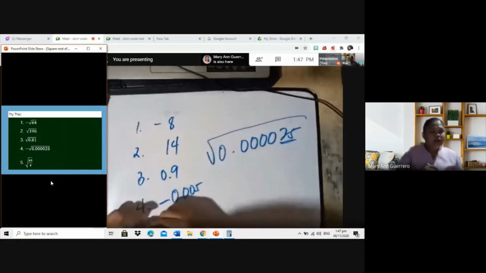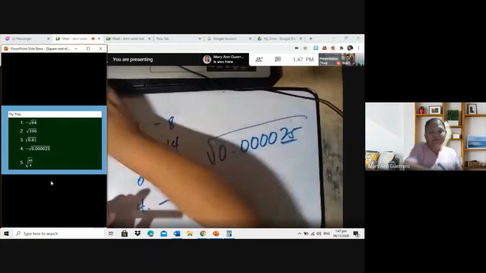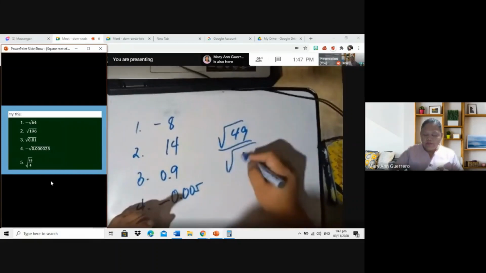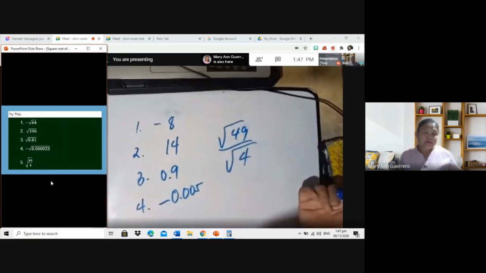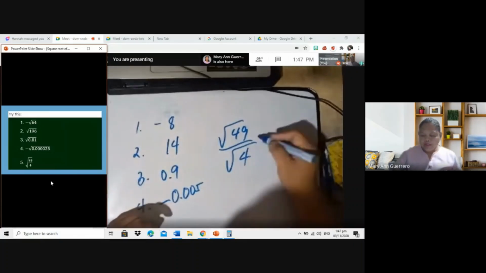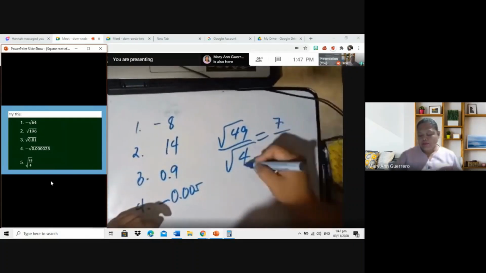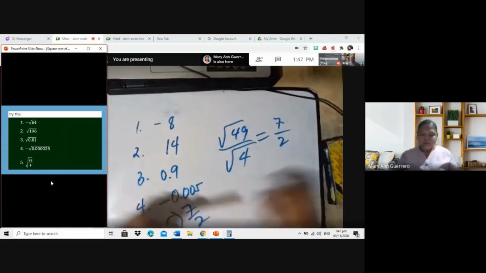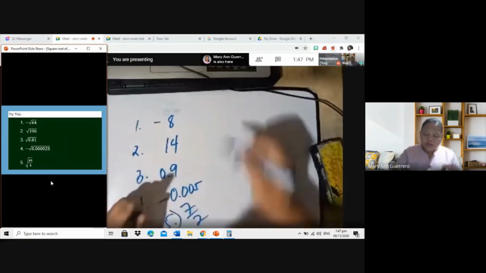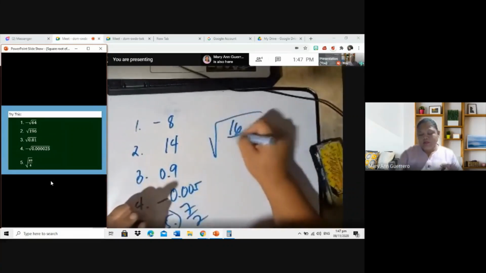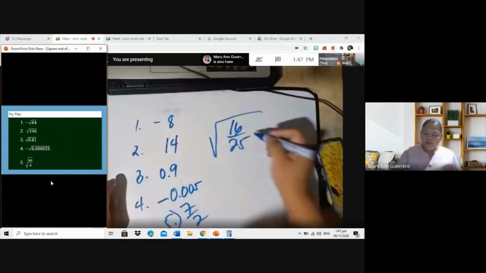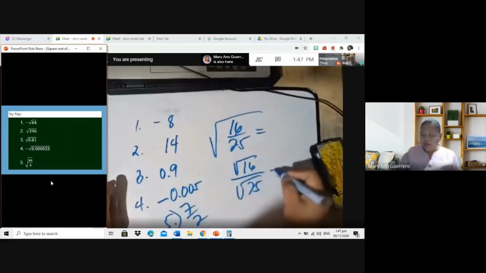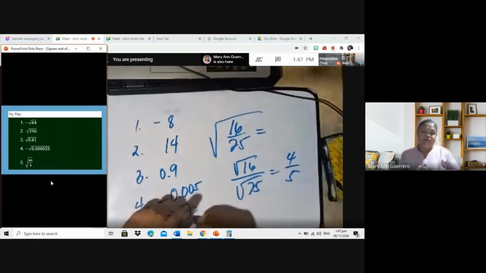Okay? Next, we have square root of 49 over 4. Square root of 49 over square root of 4. Yan. Pwede nyo isulat yan na ganyan. Square root of 49 is 7, square root of 4 is 2. So that is 7 over 2. Okay? Again, kung meron tayong square root of 16 over 25, pwede mo yung isulat as square root of 16 over square root of 25, and that is 4 over 5. Okay?